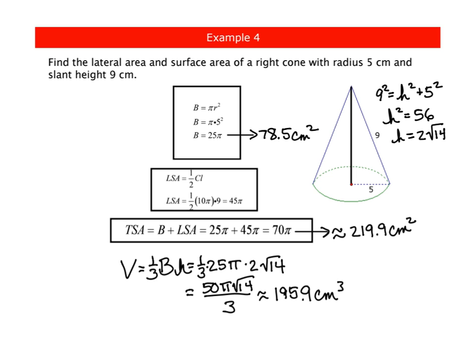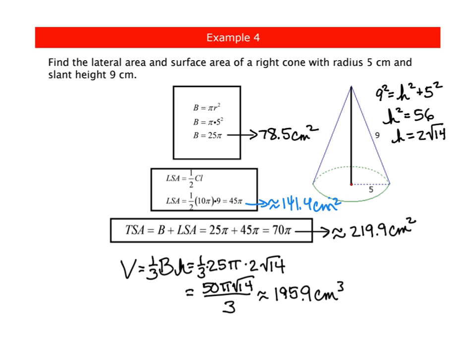Here's my answer. So I first found the area of my base. Remember, it's a circle, pi r squared, so the area of my base is 25 pi. To get an approximate answer, I plugged that in my calculator to get 78.5 square centimeters. The next thing I did was I found my lateral surface area. That is 1/2 the circumference of the base times my slant height. So I plugged in again, and I found that was 45 pi. The approximate answer is 141.4. And again, this is area, so it's square centimeters.